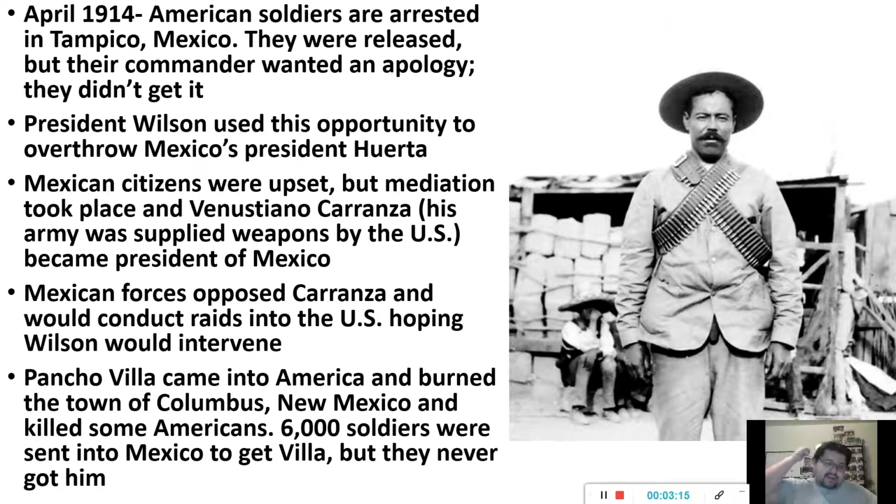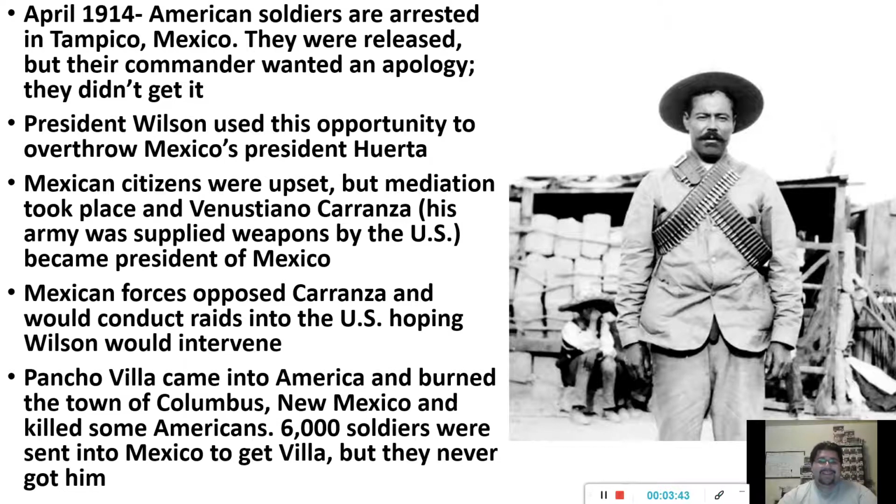So finally, the American soldiers make it back to America, and the commander's like, where were you guys at? And they're like, oh, we got arrested in Mexico. And the commander is basically telling Mexico, hey, you guys arrested our soldiers. You had no right to do that. And they're like, yeah, they were in this town being drunk and being a nuisance. And the commander basically said, well, you know what? You owe my men an apology.